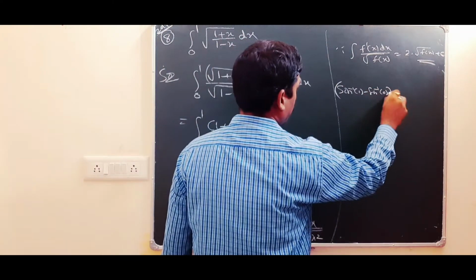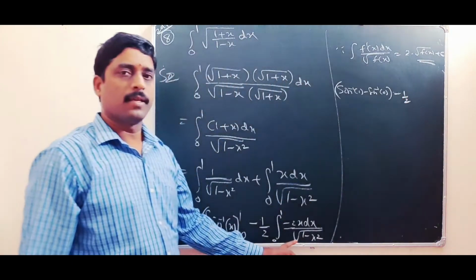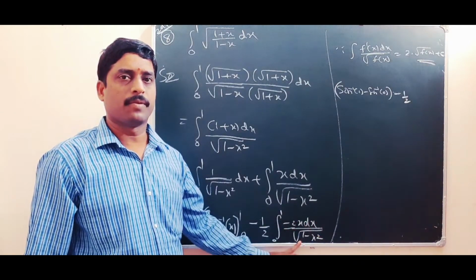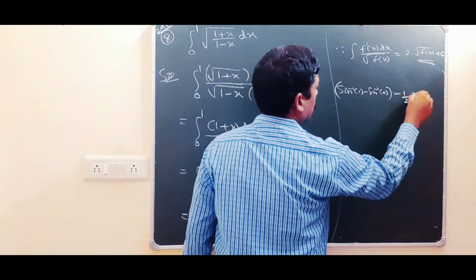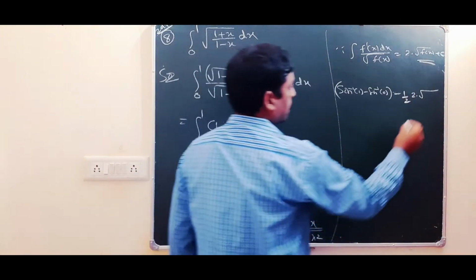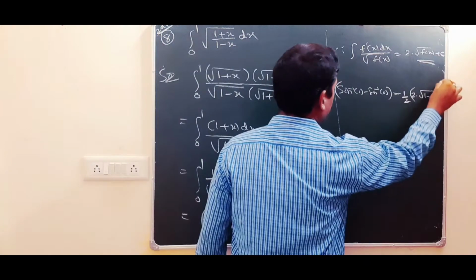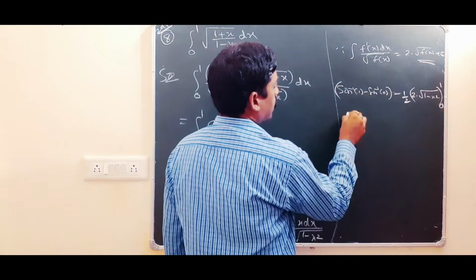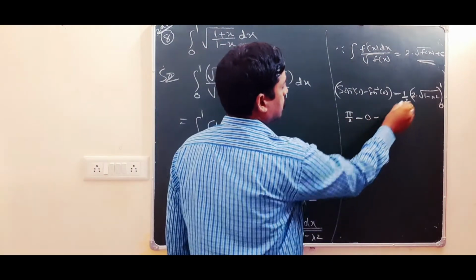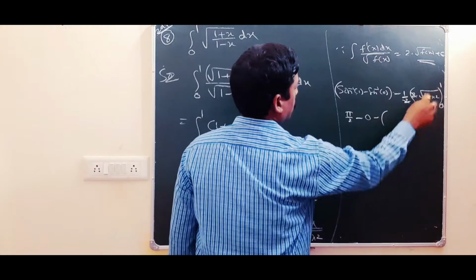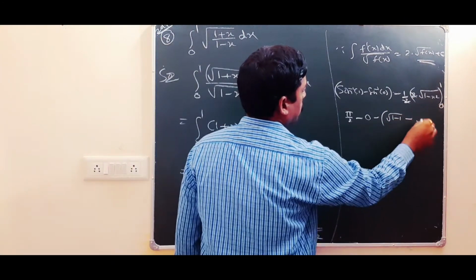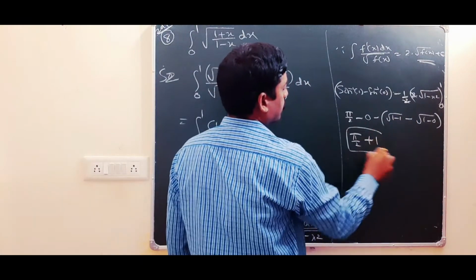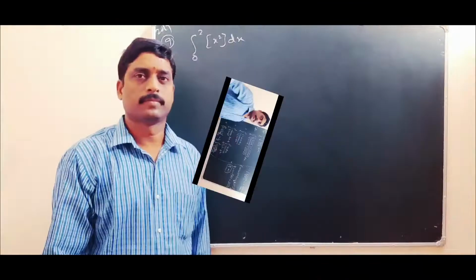Plus minus 1 by 2 times of, this is in the form of f dash x dx by root f of x. What is the formula? 2 into root f of x, where f of x is 1 minus x square, limits 1 to 0. Sin inverse 1 is pi by 2, sin inverse 0 is 0. The minus 2 and 2 get cancelled. Put the expression: 1 minus 1 is 0, minus 1 minus 0. So pi by 2 minus of minus, plus 1. So pi by 2 plus 1, correct answer.